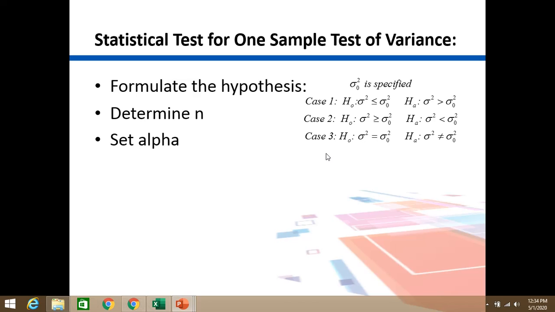We determine n, we set alpha. Normally alpha is set at 0.05, and then we determine the test statistic. So we have seen previously the test statistics like z calculated or t calculated. So here what we get is chi-square calculated.